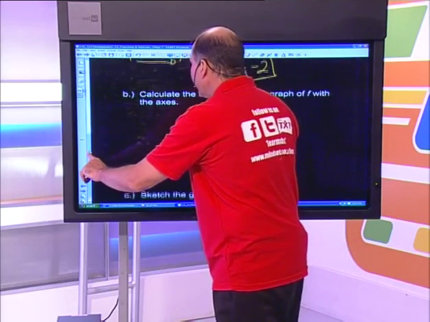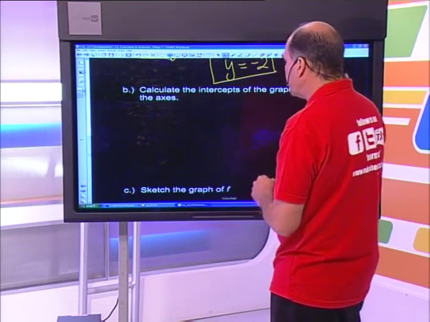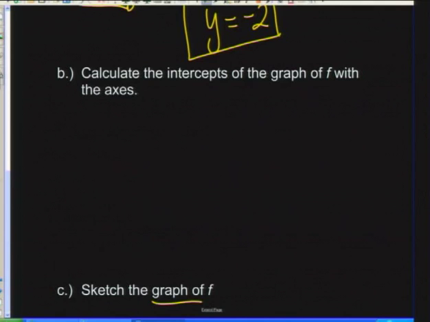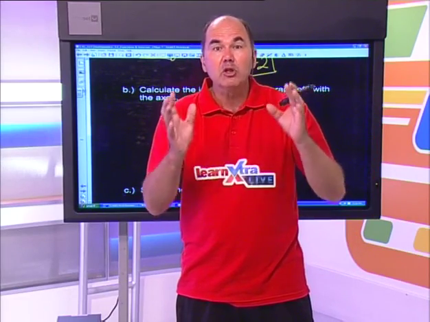We're going to need to use this because I can see we're going to need to sketch the graph. Look over there. So the next part, calculate the intercepts of the x and y axis. We want to find the intercepts. Where does this graph cut the x and y axis?